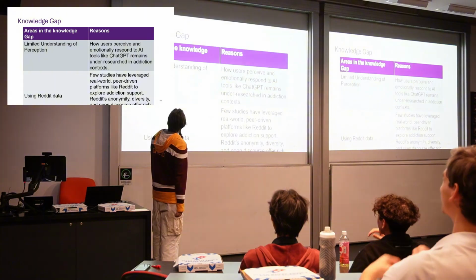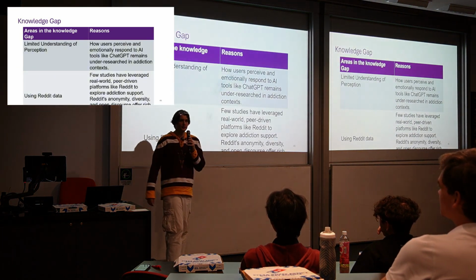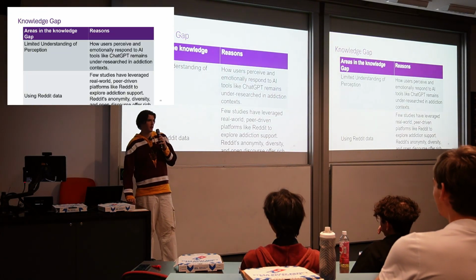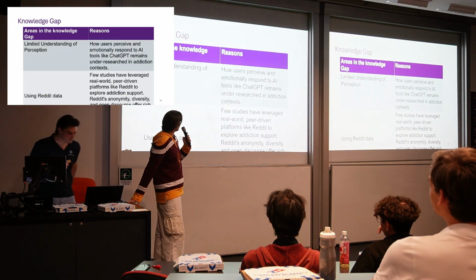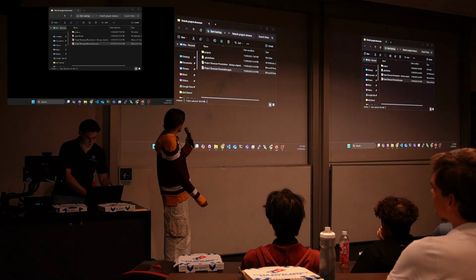There's a limited perception and understanding of how people might actually use AI besides cheating on your coding assignment. There's the question of how people get around it, and then there are a few studies that use platforms like Reddit.